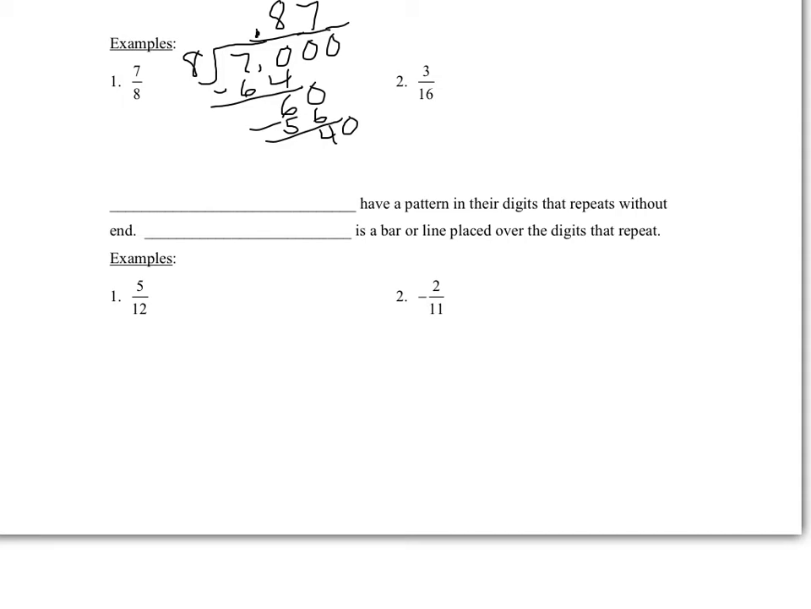8 will go into 40 exactly 5 times. So we get 40, and then there's no remainder, so we're done. It's 875 thousandths. Okay, so let's look at another one.